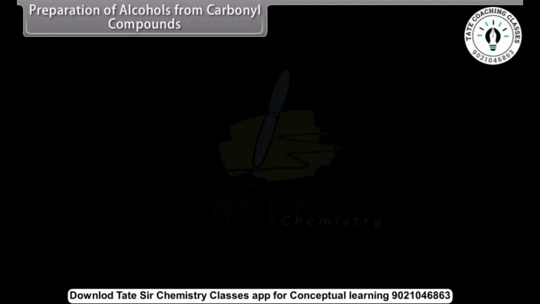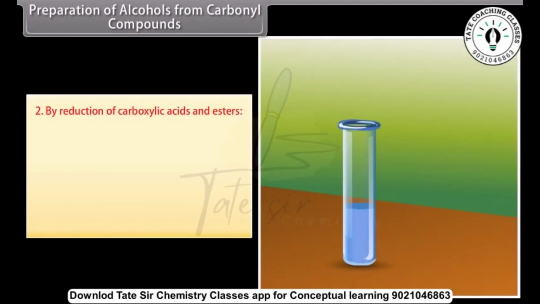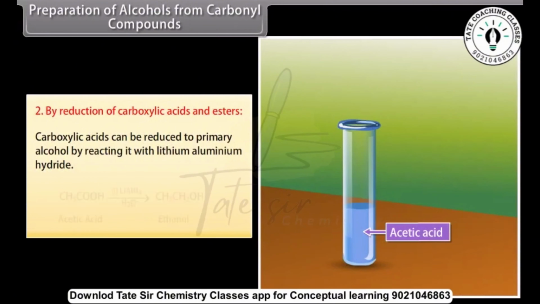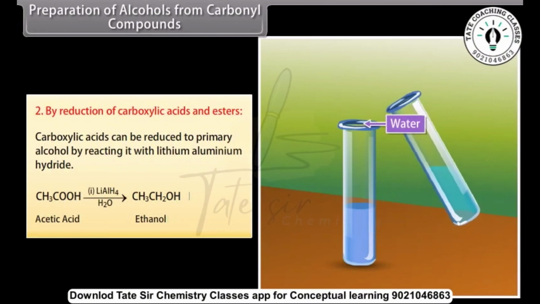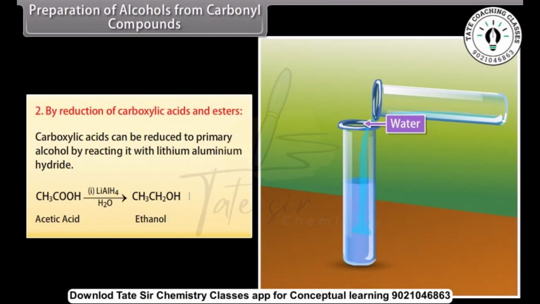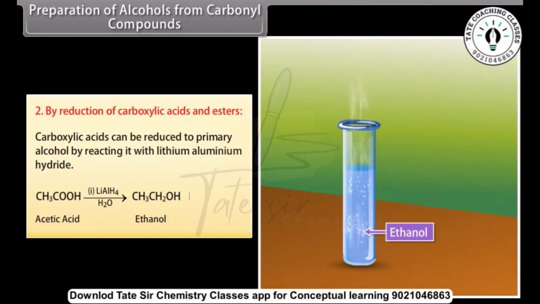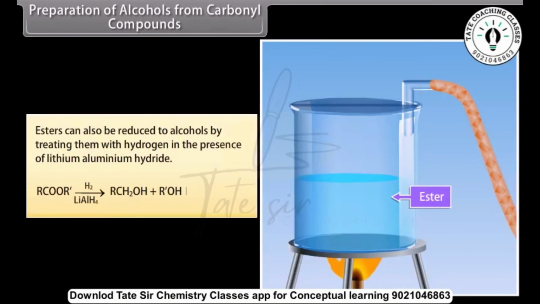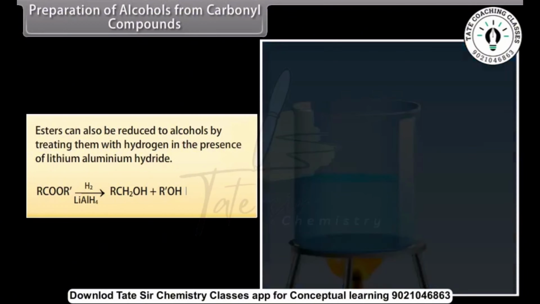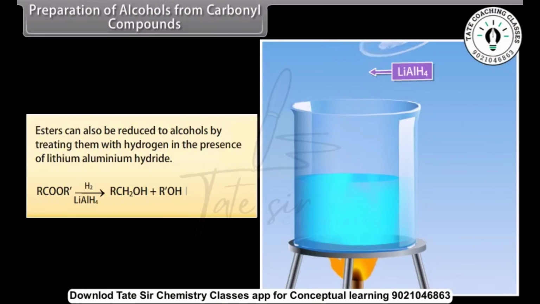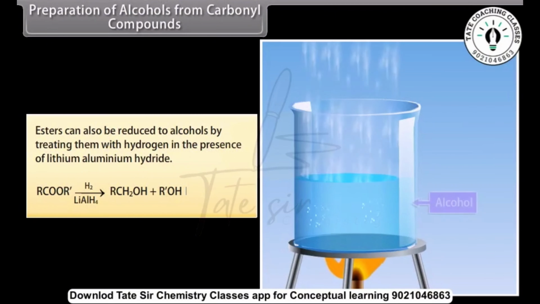From carbonyl compounds. By reduction of carboxylic acids and esters. Carboxylic acids can be reduced to primary alcohols by reacting them with lithium aluminium hydride. Lithium aluminium hydride is mixed with acetic acid along with water, which forms ethanol. Esters can also be reduced to alcohols by treating them with hydrogen in the presence of lithium aluminium hydride. On treating esters with hydrogen in the presence of lithium aluminium hydride, it forms alcohol.